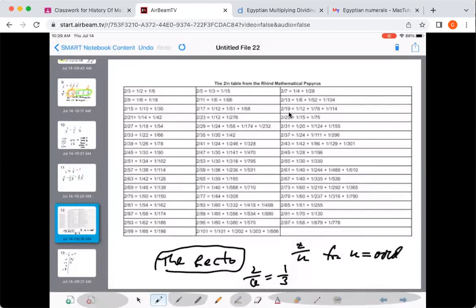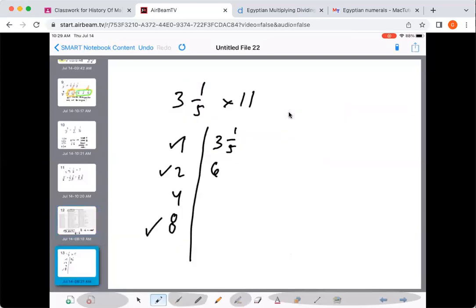So instead of writing 2/5, I look at my chart. And here they figured out that one of the ways of writing 2/5 is 1/3 plus 1/15. So I come back over here and I don't write 2/5. I write 1/3. So you need your recto, your 2 over n chart. And on the final you'll get a copy of one. And when you do your homework, you need it.